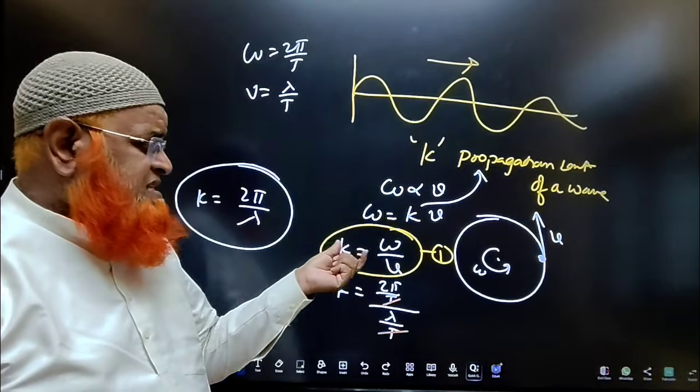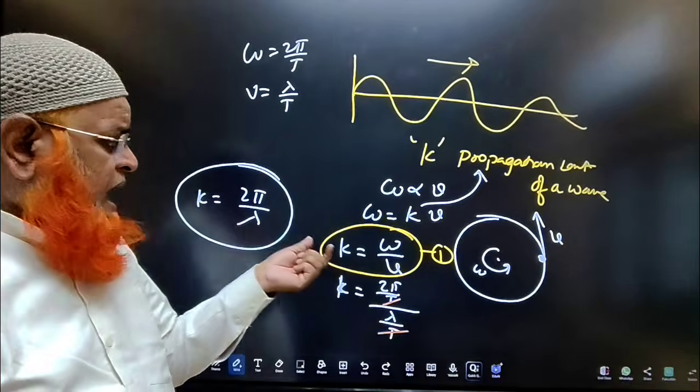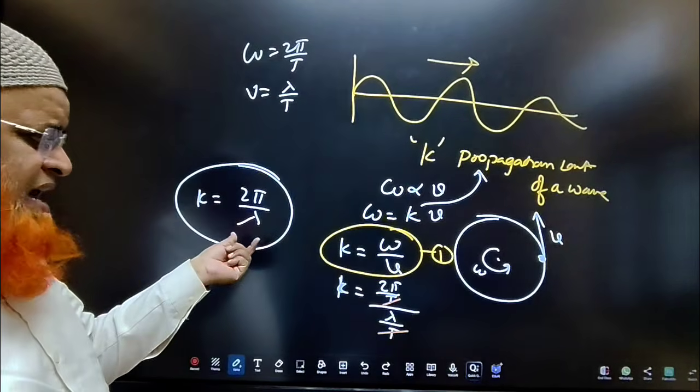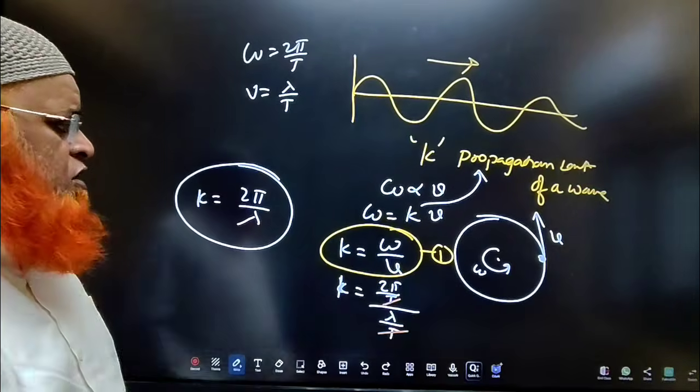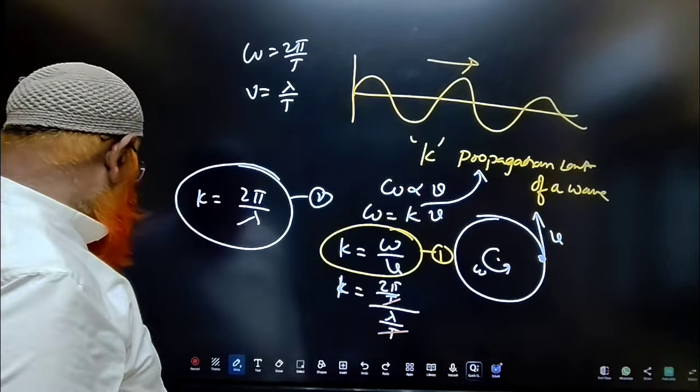One is k is equal to omega by v. Another is k is equal to 2 pi by lambda, because in 2 pi by T to lambda by T, the T gets cancelled. This is the second formula for the propagation constant of a wave.